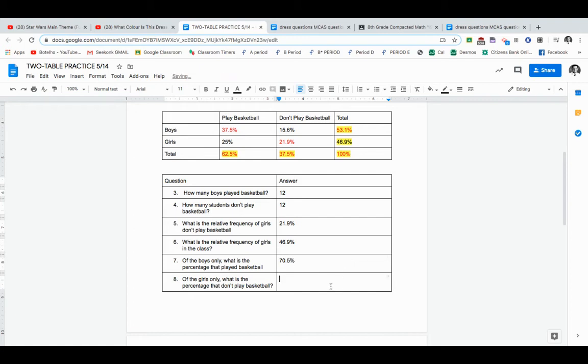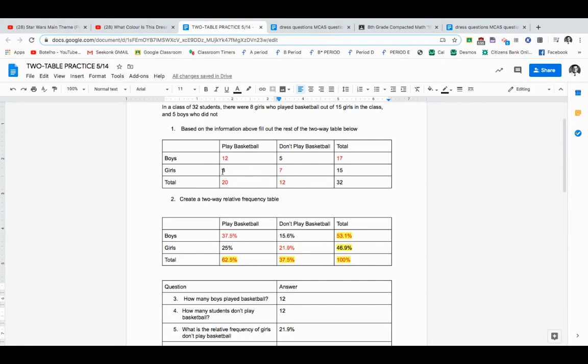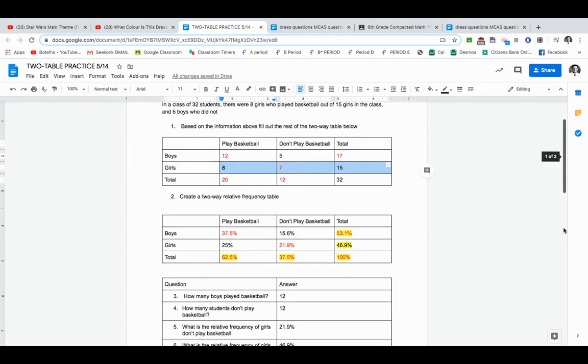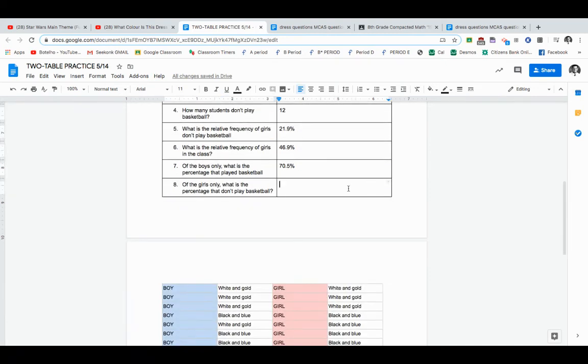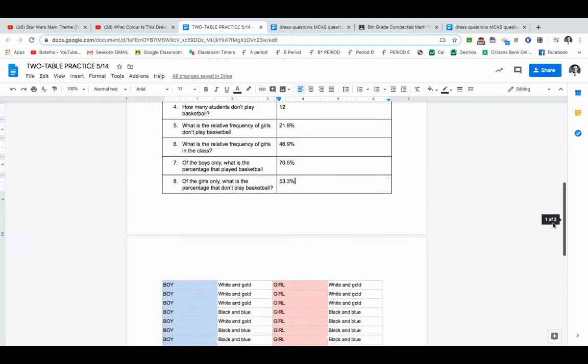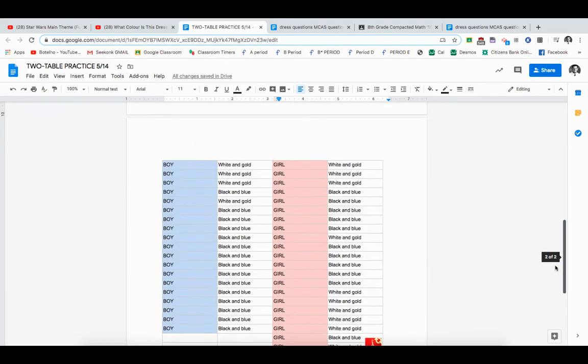And then of the girls, only what percent play basketball? Here, of the girls only, what am I going to divide by? 8 divided by 15. When you change it to a percent, it comes out to 53.3%. Cool.